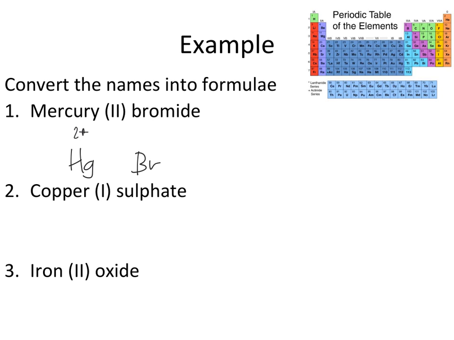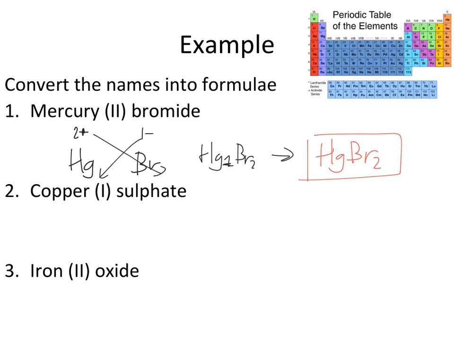Now bromine, we can find right over here. It's in group number 7 or 17. It only has to gain 1 electron. Remember, it's a non-metal, so it's going to gain 1 electron. If it gains 1 electron, it's going to be 1 minus. So once again, we cross this down here, and we'll get Hg1Br2. However, remember that we don't write the ones. So I'm going to rewrite it and say it's going to be HgBr2.